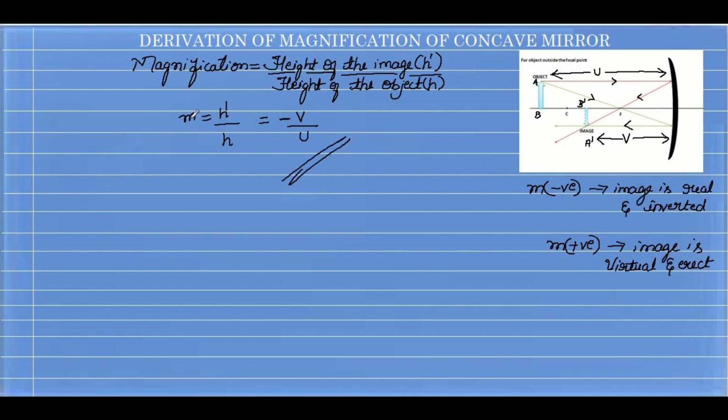So this is a very important formula, that is M is equal to h dash by h. h dash is the height of the image and h is the height of the object, where V is the distance of the image and U is the distance of the object. So V is the distance of the image divided by U, the distance of the object.